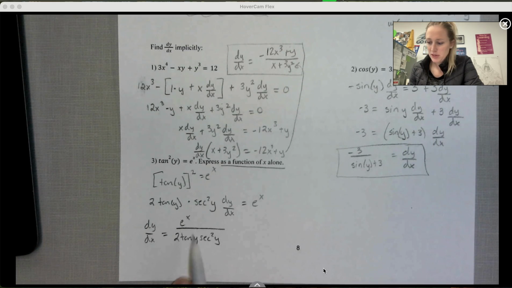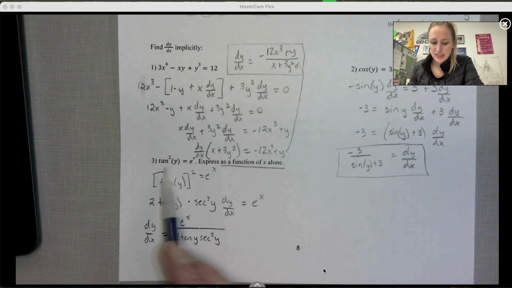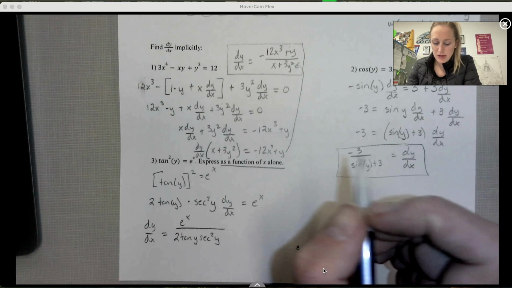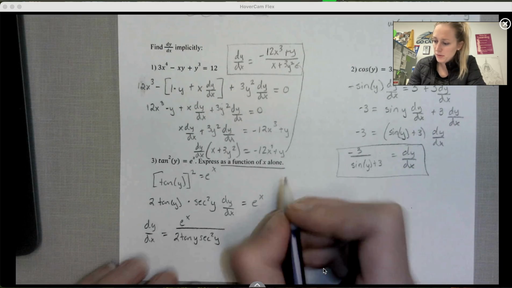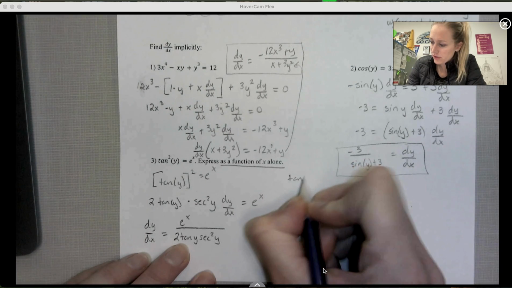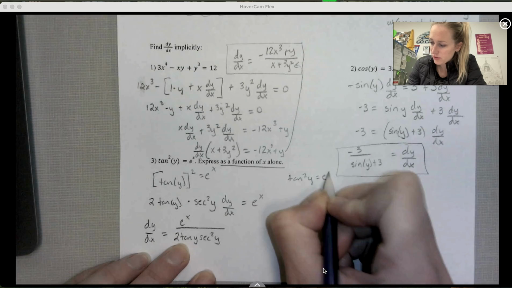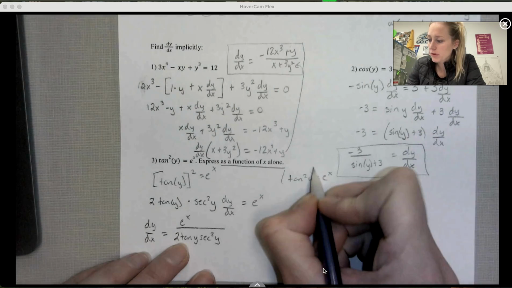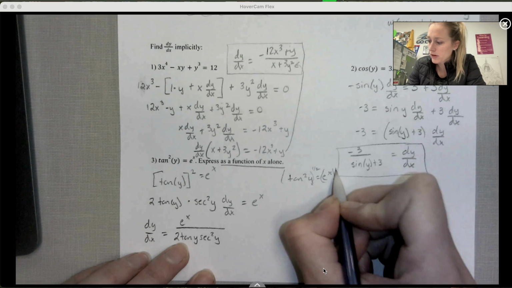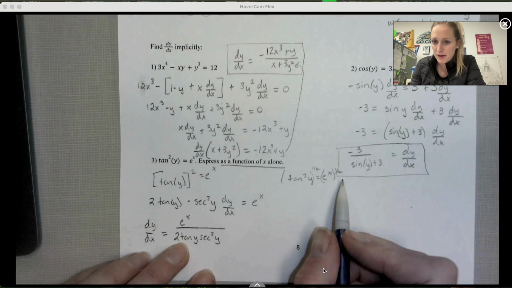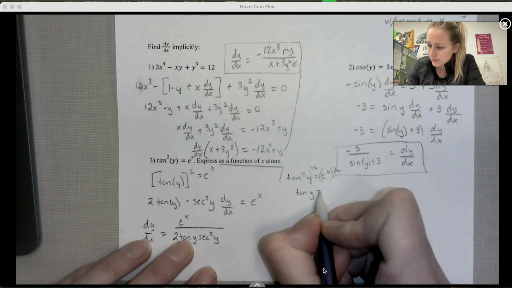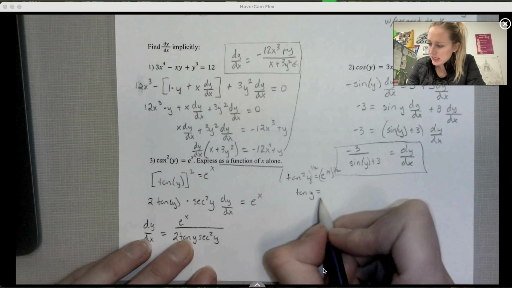So what I'm going to do is go back to the original equation and see if we can rewrite that in terms of x. Okay, so here we've got tangent squared of y equals e to the x. What I'm going to do first is get rid of the squaring by taking the square root, which is the same as applying the 1/2 power. So then I've got tangent of y equals e to the x over 2.